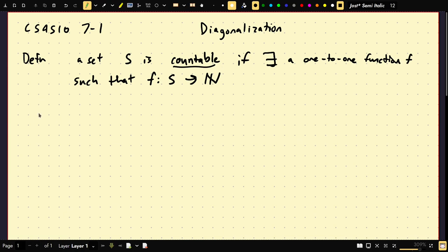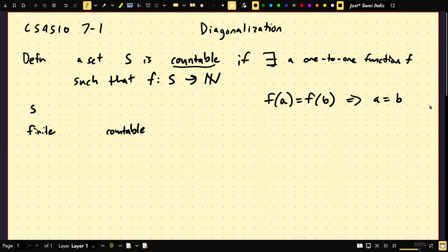So let's do some examples. If S is finite, it's countable, right? You just count the objects. By the way, one-to-one means what? It means that it maps distinct elements to distinct elements. So if two elements happen to be mapped to the same thing, then they must have been the same element. This is what you should use to prove the function is one-to-one.